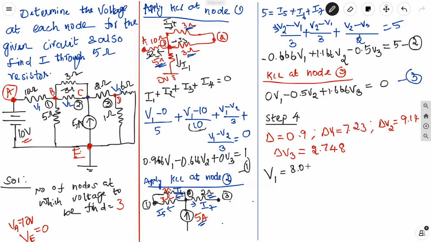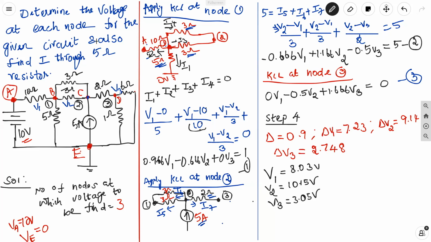Then the final answers: V1 is 8.03 volt, approximately nearer to 8 is correct. V2 is 10.15 volt. V3 is 3.05 volt. Anything closer is correct only; it depends on how many digits you have taken after the point. Okay, these are the node voltages.